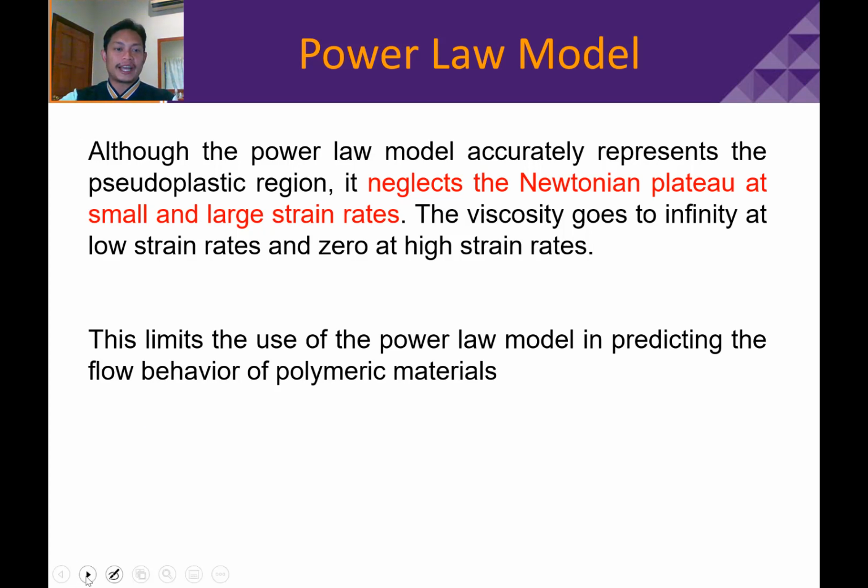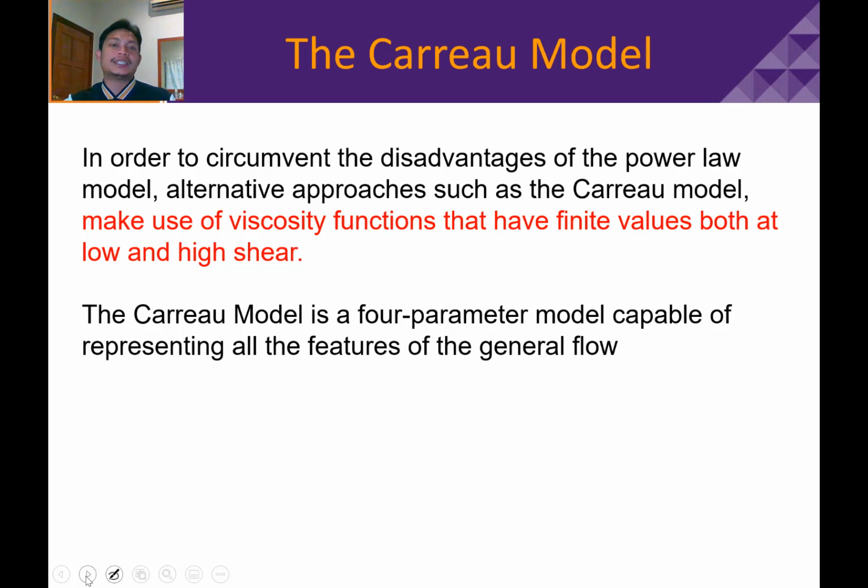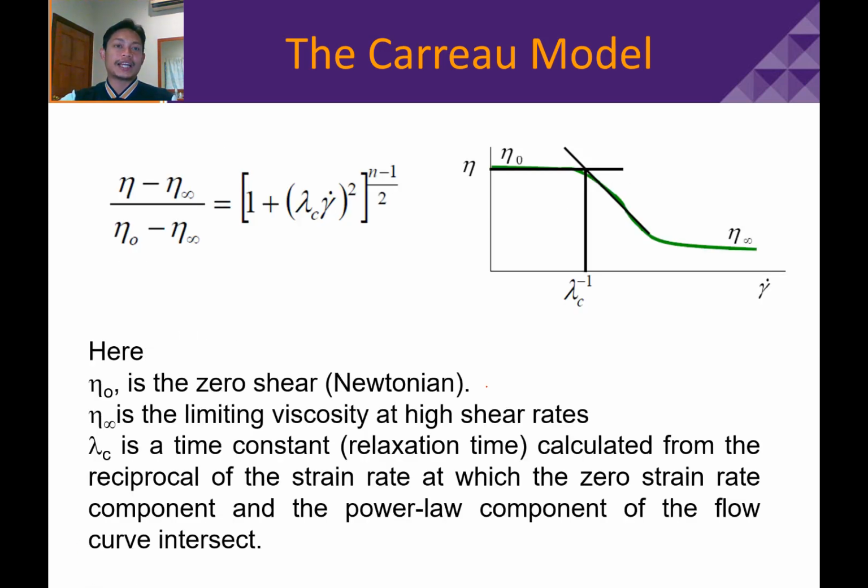The next model, in order to overcome the disadvantages of the power law model, is the Carreau model, which makes use of a viscosity function that has finite values at both low and high shear. The Carreau model has four different parameters. Eta naught is the zero shear viscosity, and eta infinite is the limiting viscosity at high shear. The most important parameter in the Carreau model is lambda c.